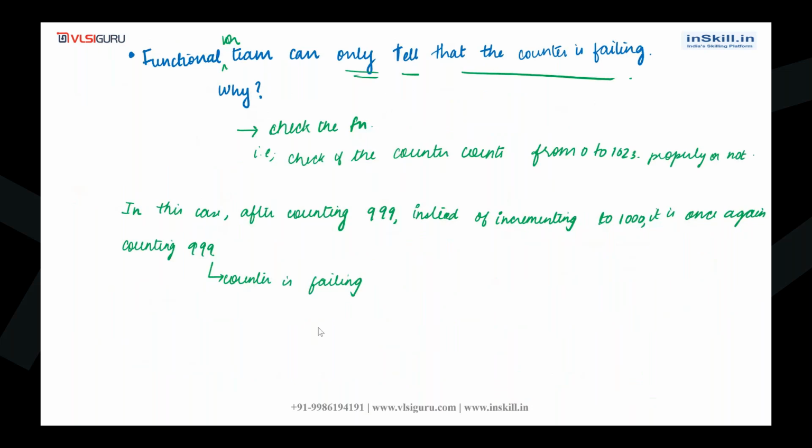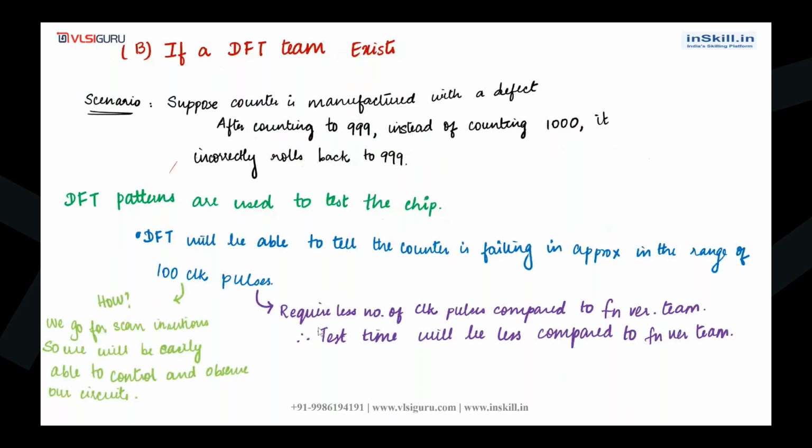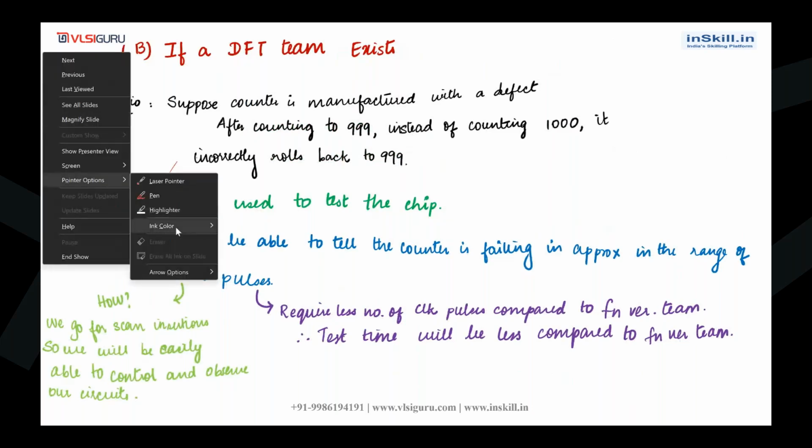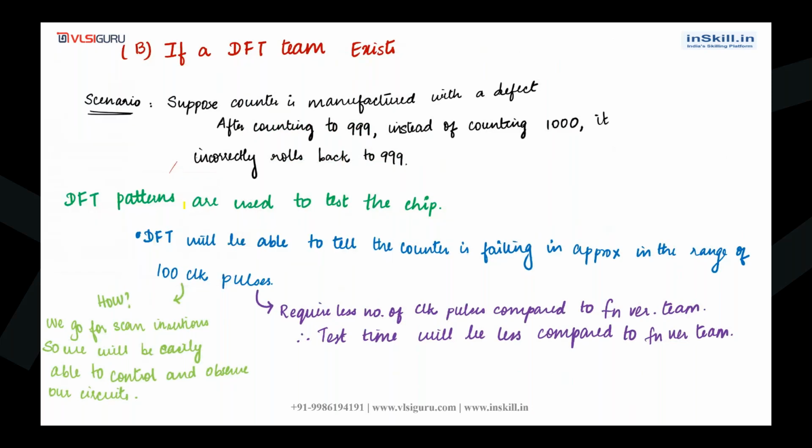Now we'll try to understand what will happen if a DFT team exists. The scenario is this: suppose the counter is manufactured with a defect. So after counting 999, instead of counting 1000, it incorrectly rolls back to 999. That is the scenario we are considering.